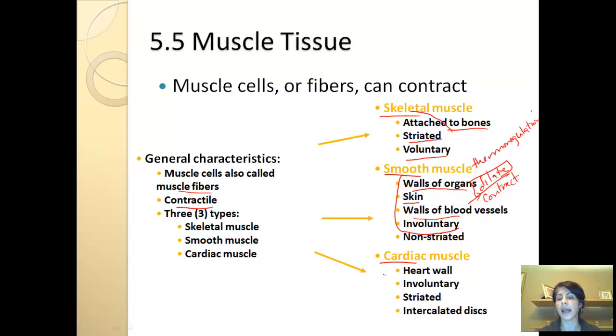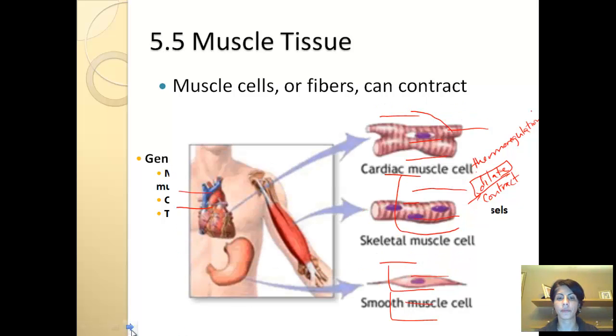Okay. And the last is cardiac muscle. Cardiac muscle is special because not only is it involuntary, it has intercalated discs, which is basically a way for muscle cells to send a response so that contraction can occur within the organ. These are also striated, just like skeletal muscles, and they line the heart wall, the heart organ itself.